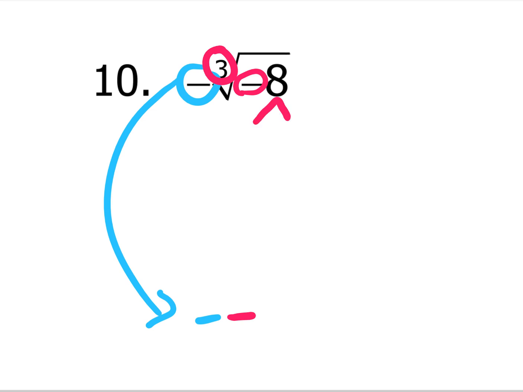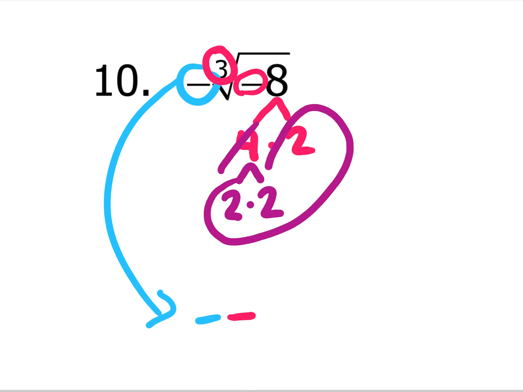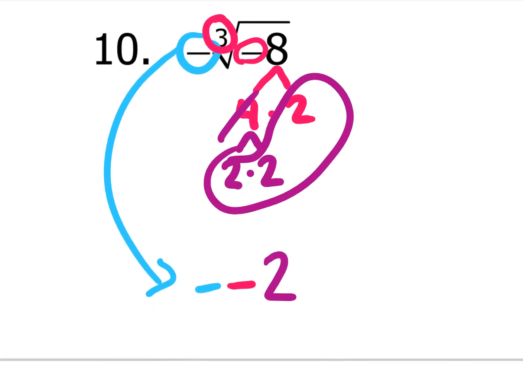We need a group of 3, so I'm going to break down 8. 8 is 4 times 2. I don't have a group of 3 yet, but I know that 4 breaks down to 2 times 2. So I'm going to circle my 2's. They're all going to come out. So when I take the cubed root, I get 2. But I've got 2 negatives right there. Those 2 negatives are going to cancel out and be a positive 2.